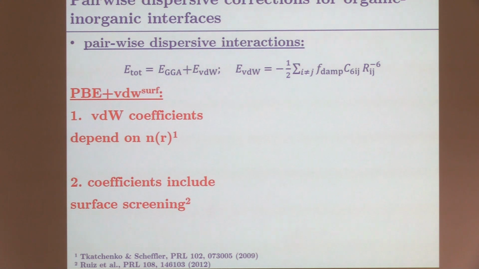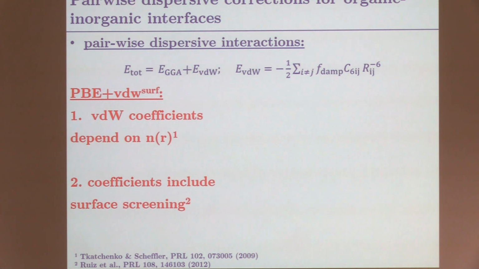And that was the major breakthrough in our field of Tkachenko and Scheffler in 2009, who came up with a scheme of how to make these coefficients depend on the density of my system. And as you know, I'm calculating the density at each step when I get the total energy. If I know how to adapt those parameters with the density, I can then adapt these parameters and calculate the van der Waals energy. And this has been first shown for various different systems in the gas phase to work very nicely.